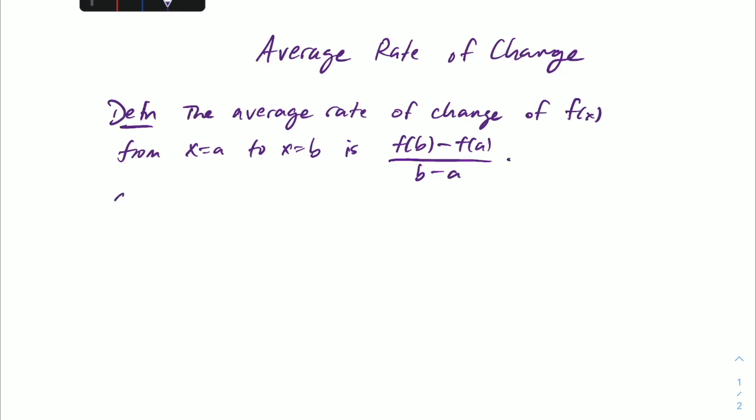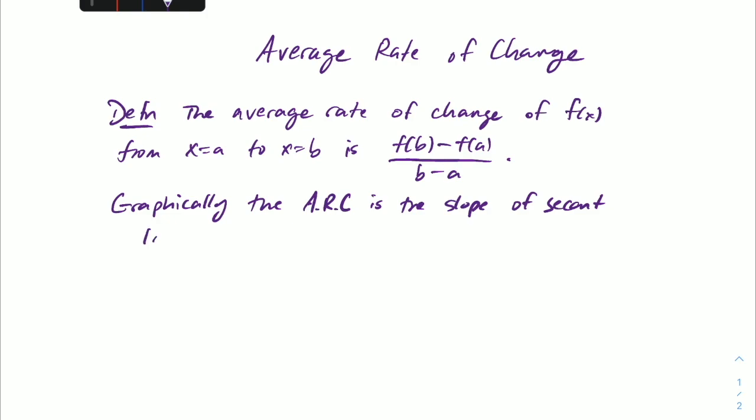And graphically, the average rate of change is the slope of the secant line through the points a, f of a and b, f of b.